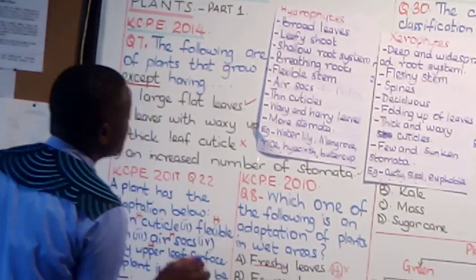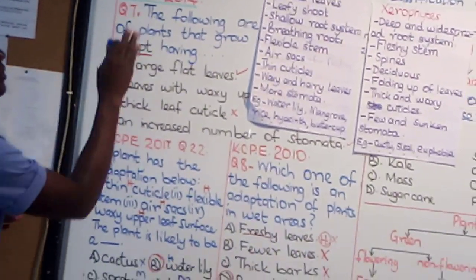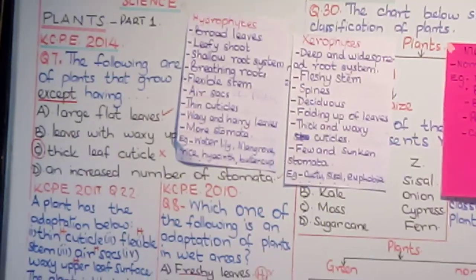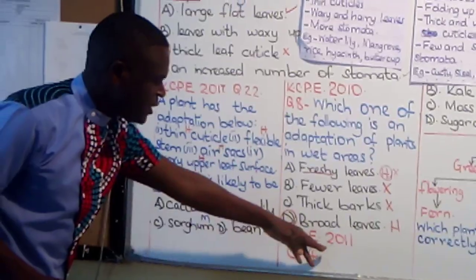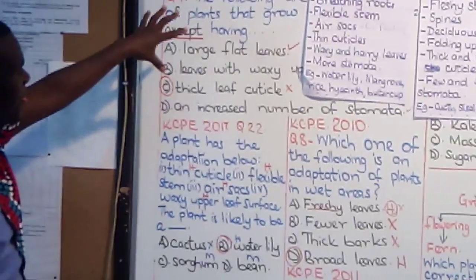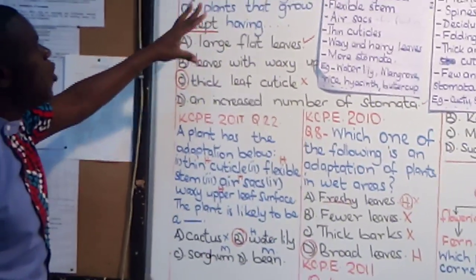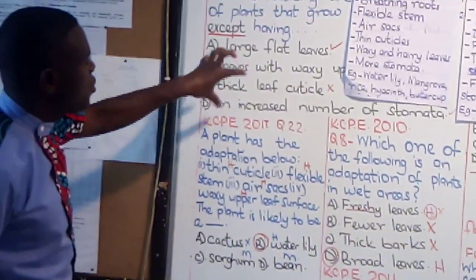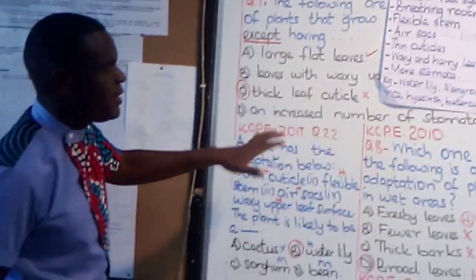Now, I have only chosen 2017 and 2010 talking about the adaptation of plants in these three regions: in the wet region, in the dry region, and in the normal circumstances. So you can still do the same. Go to question number 4 of 2011. You'll find the same talking about adaptation of plants. So you explore more than 10 KCPE science papers. You look for questions talking about adaptation of plants. And that topic is learned in class 8.